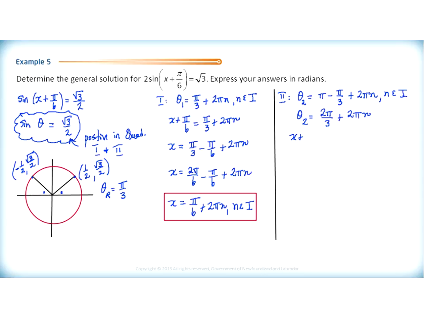Replacing theta with x plus pi/6 equals 2 pi/3 plus 2 pi n. And now what we have to do is solve for x by subtracting pi/6 from both sides of our equation.